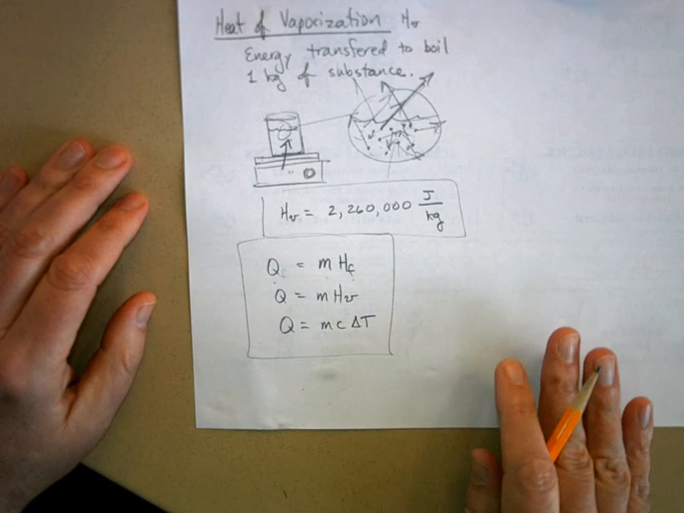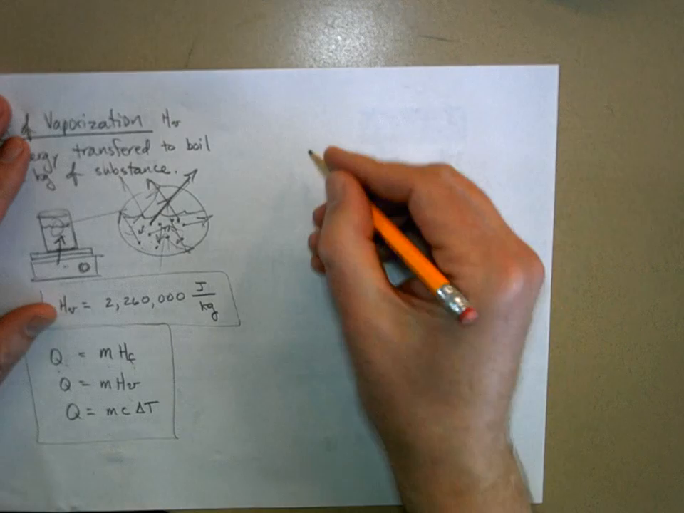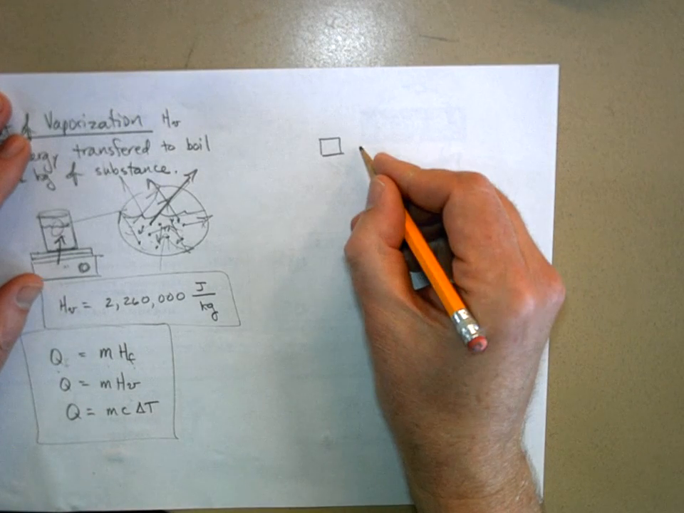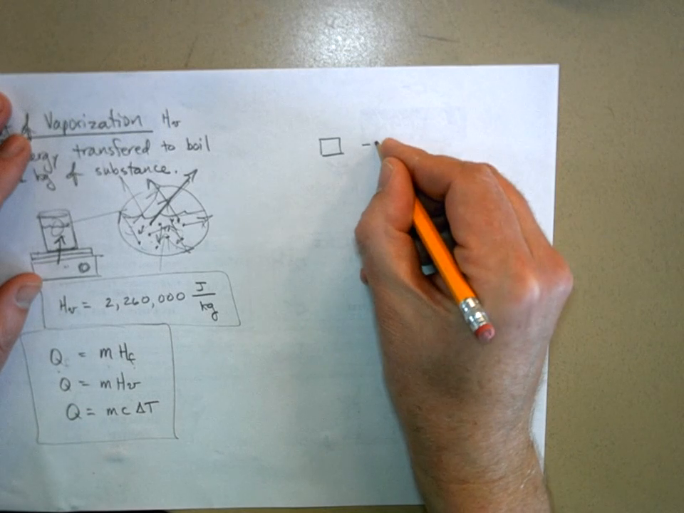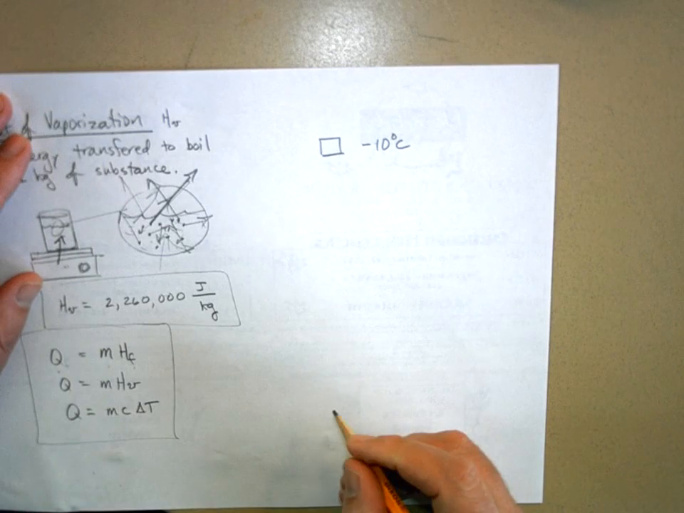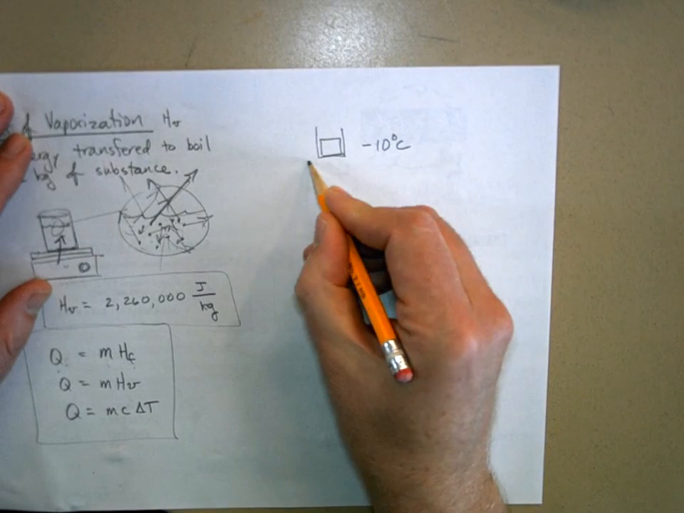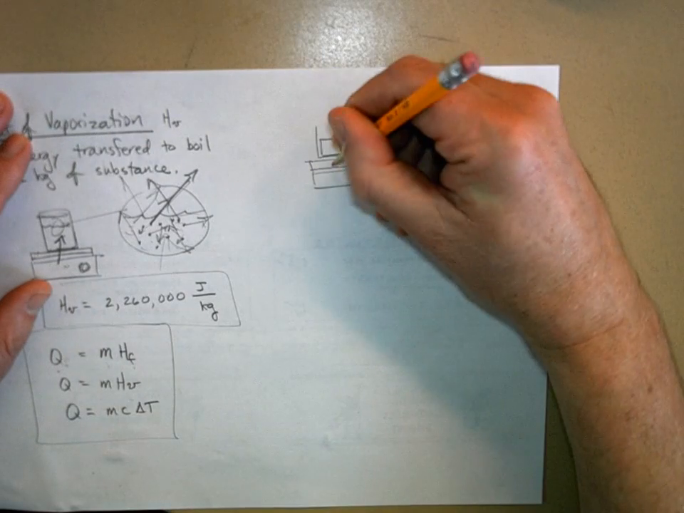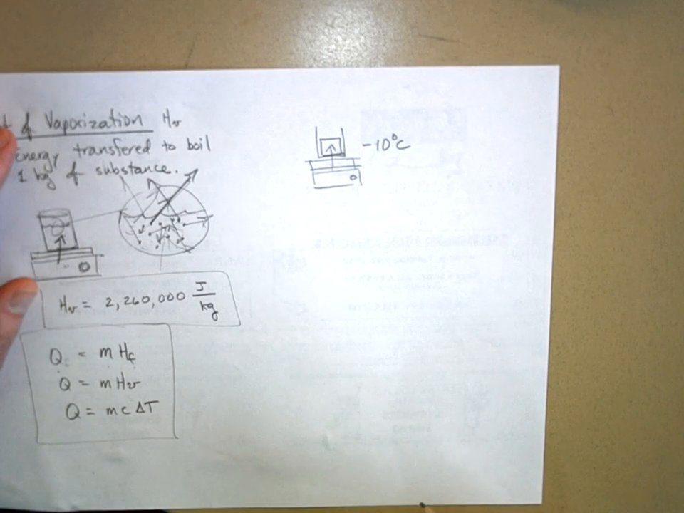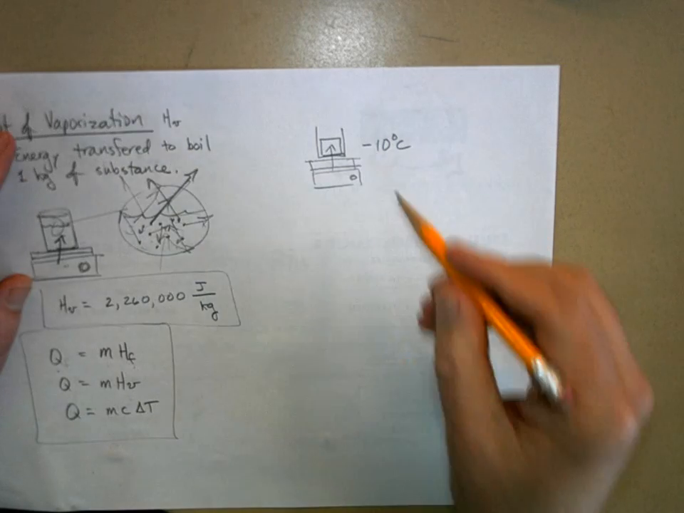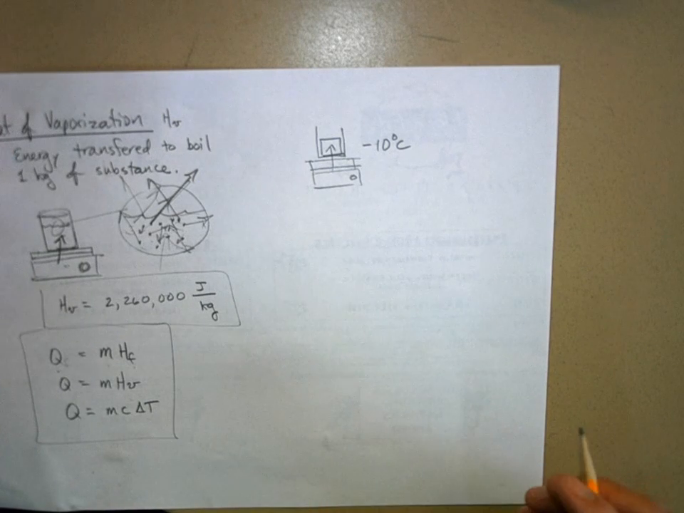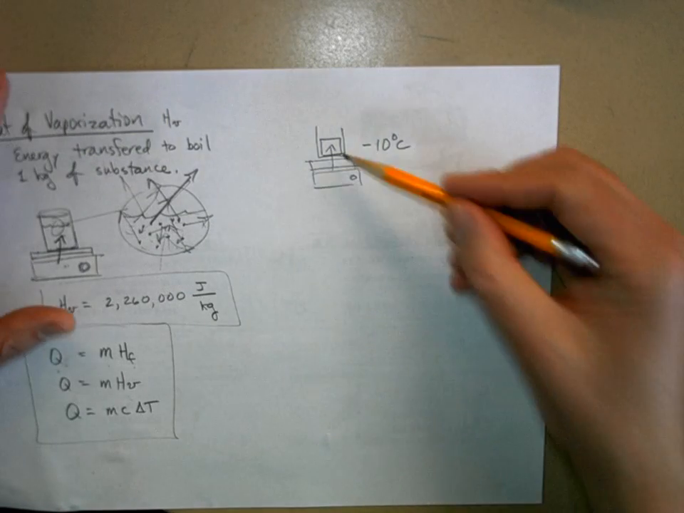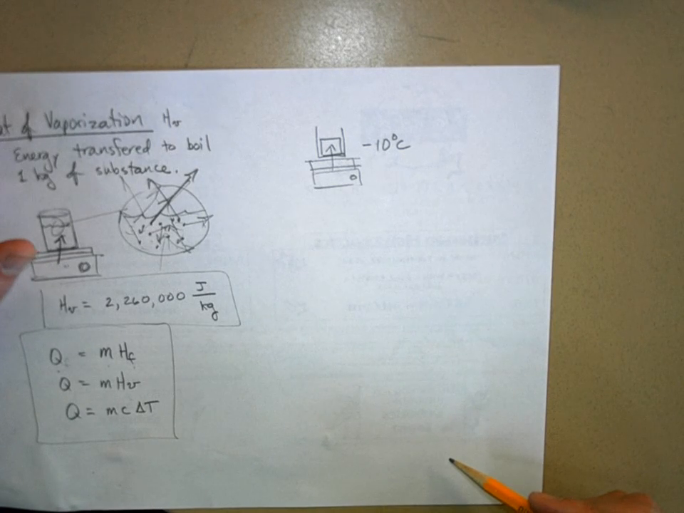Now let's say I've got an ice cube at, let's say, negative 10 degrees Celsius. And I put this ice cube in a container, put that container on a hot plate, and I turn on the hot plate and I'm transferring heat into it, and I want to know how much heat I need to boil away that ice cube. All the water in that ice cube is going to get boiled away. Well, what's the first thing that's going to happen to this ice cube? It's going to change temperature.